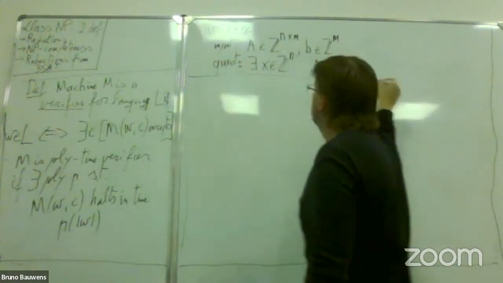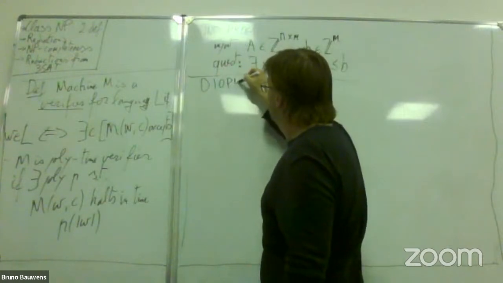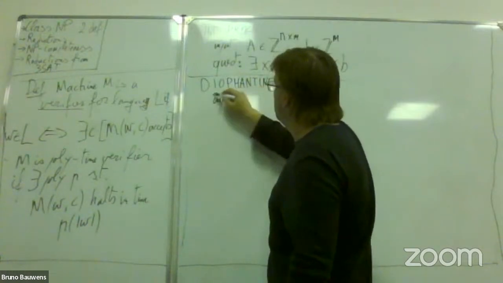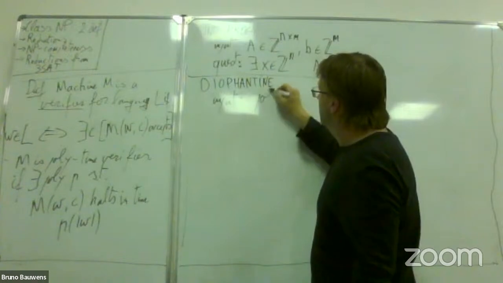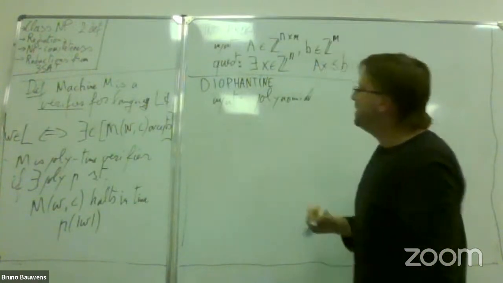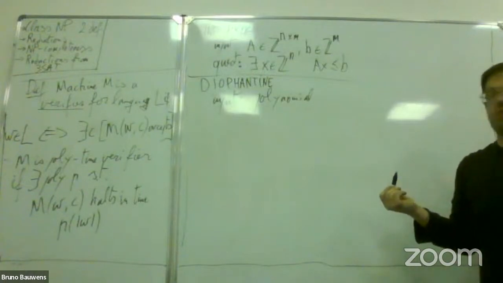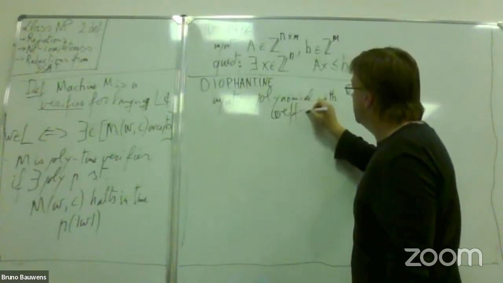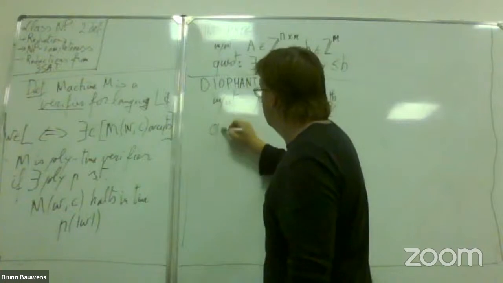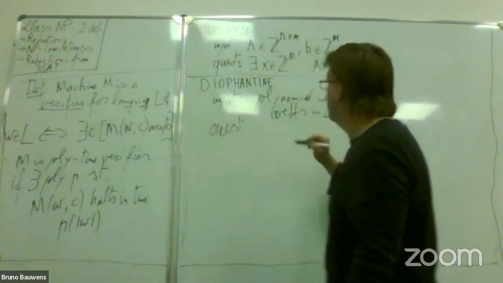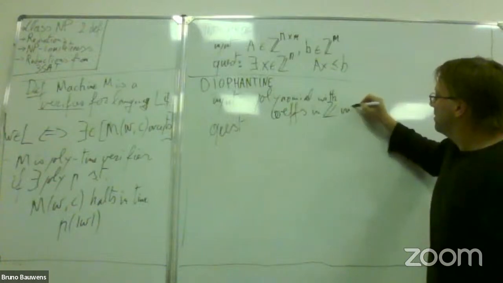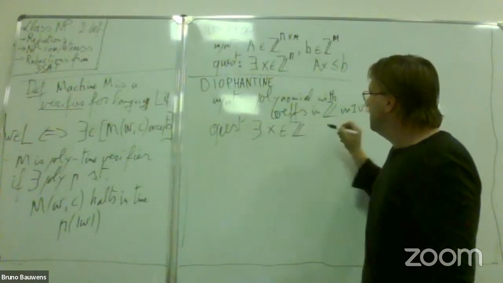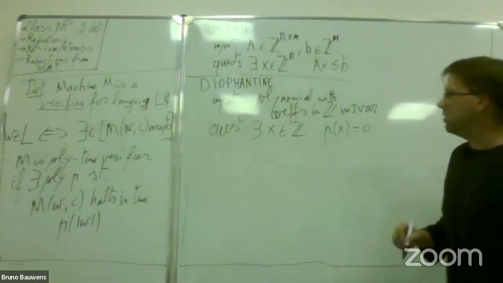So let us have another problem, Diophantine. Here the input is a polynomial with integer coefficients in one variable, and the question is, does it have an integer solution? So: does there exist x in Z so that P(x) is equal to 0?